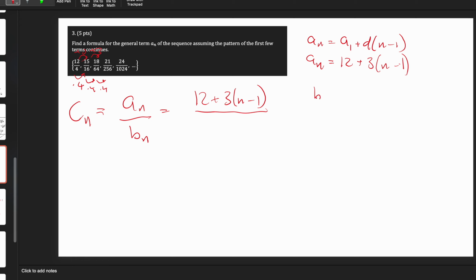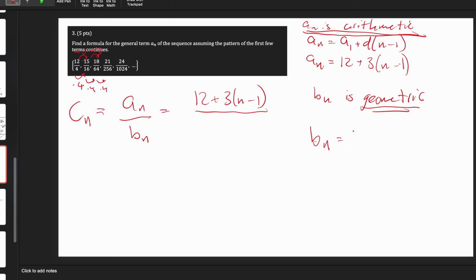What's b sub n? B sub n is geometric, whereas a sub n was arithmetic. So b sub n is geometric. That means that b sub n will be of the form b sub 1 times r to the n minus 1.